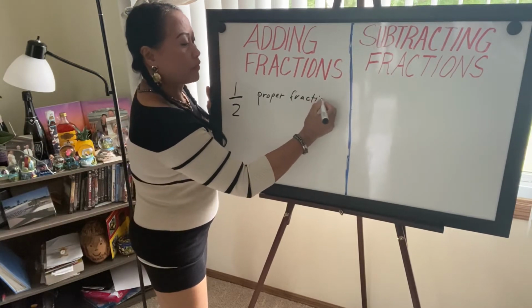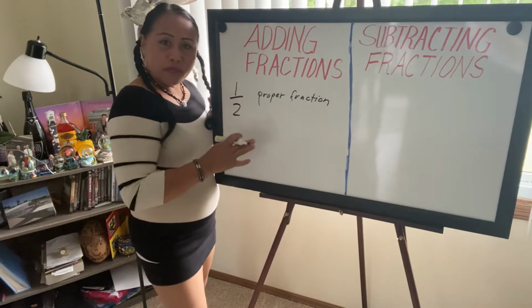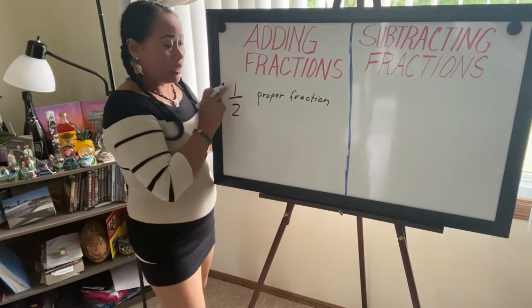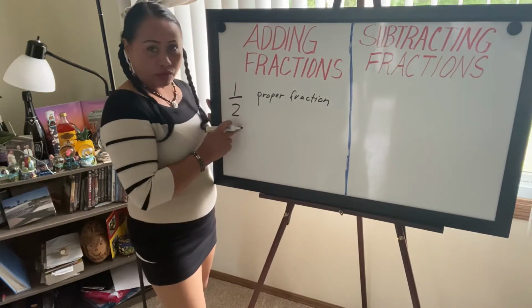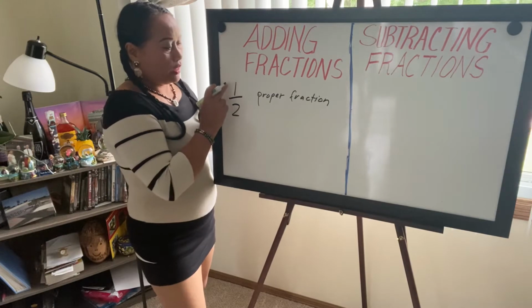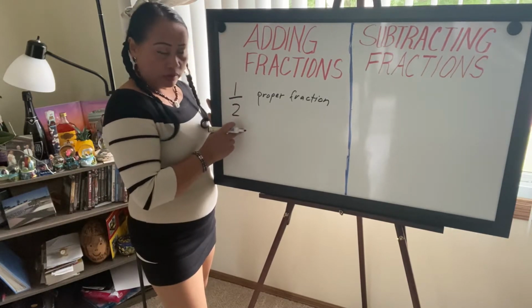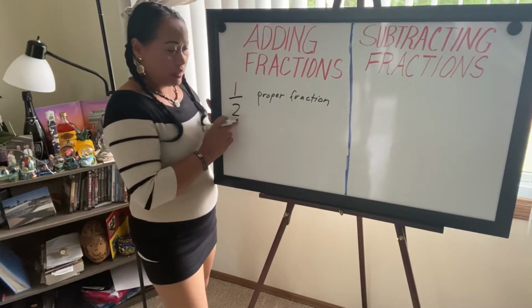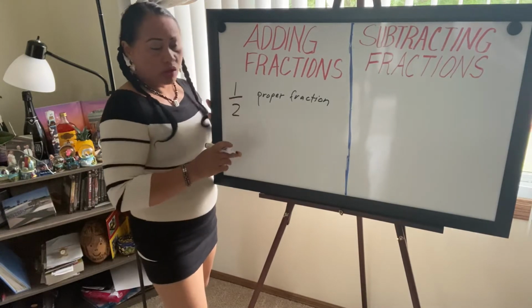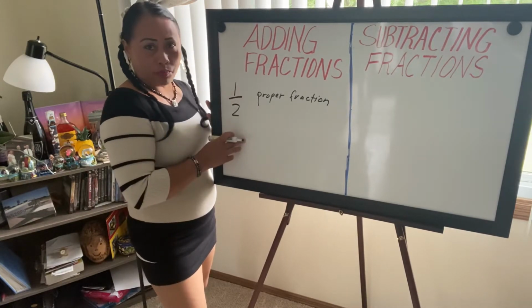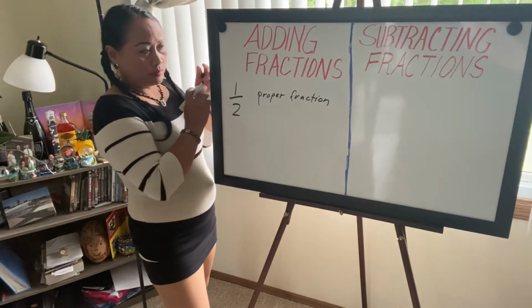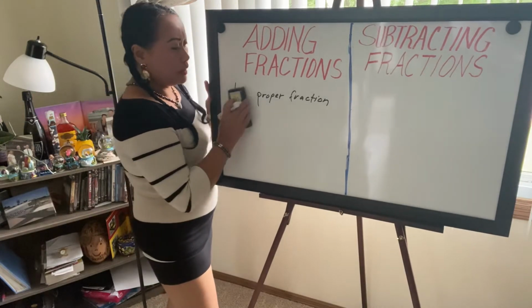Why? Proper fraction, the numerator is less than the denominator. Okay, less than the denominator. The denominator is 2, the numerator is 1. So this is a proper fraction. Okay?